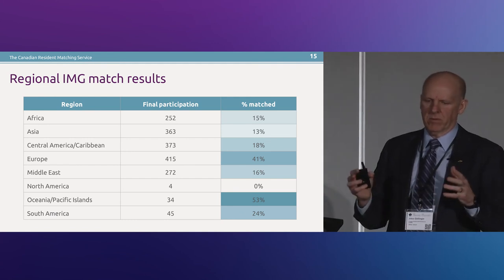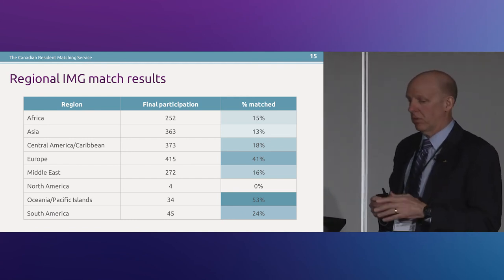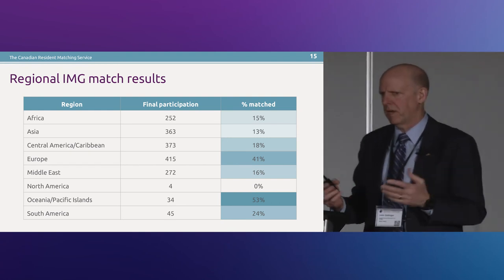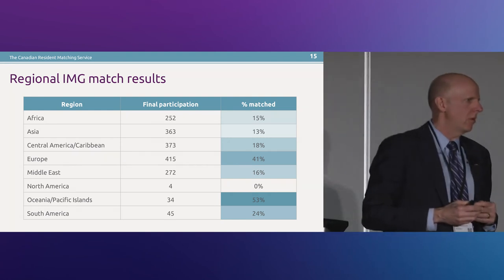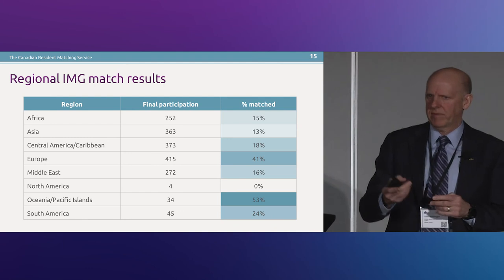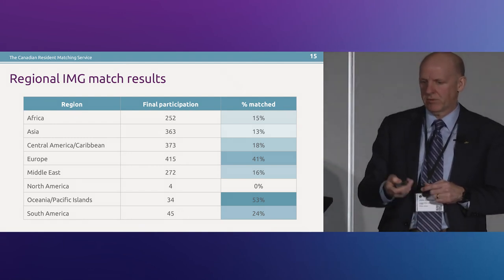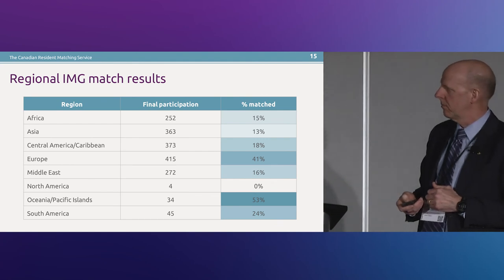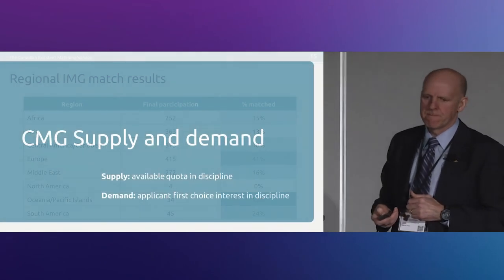So it's predominantly in Ireland and in Great Britain. And then the other relatively large number, even larger than Europe, is what's called Oceania and Pacific Island. For all intents and purposes, that's Australia, 53%. So a pretty high rate, certainly higher than all the other places in the world.